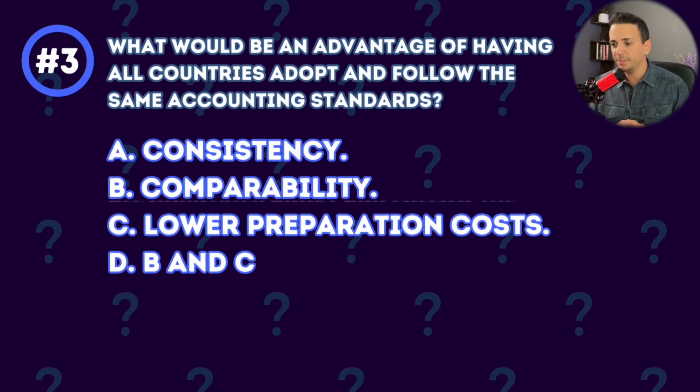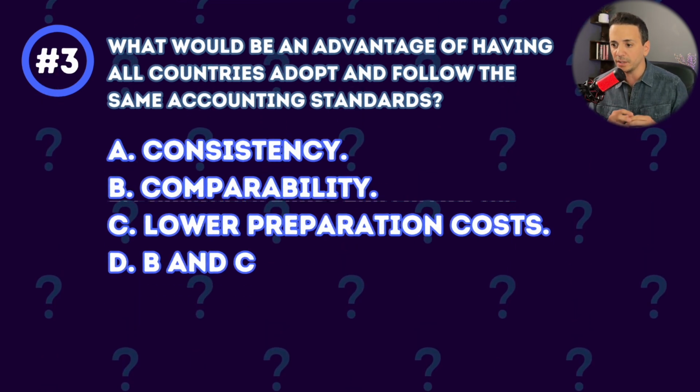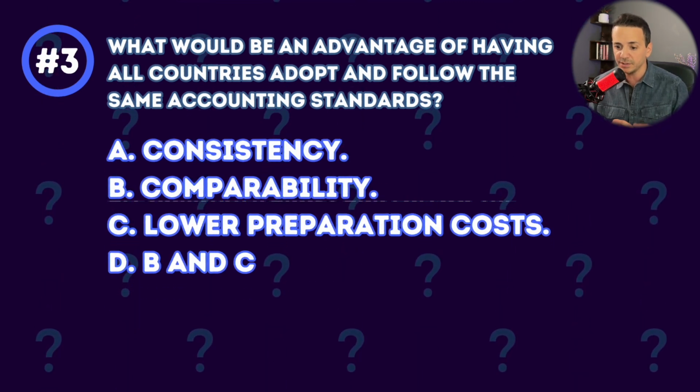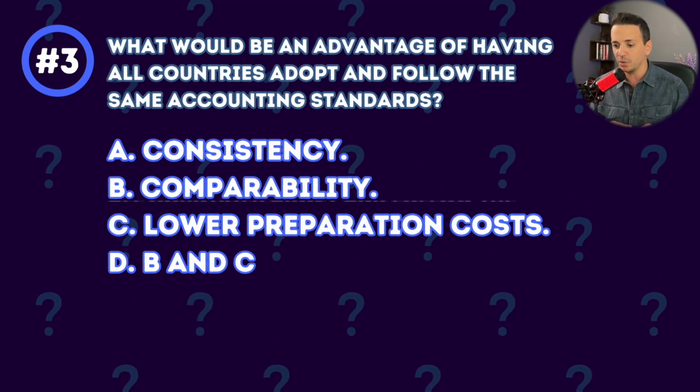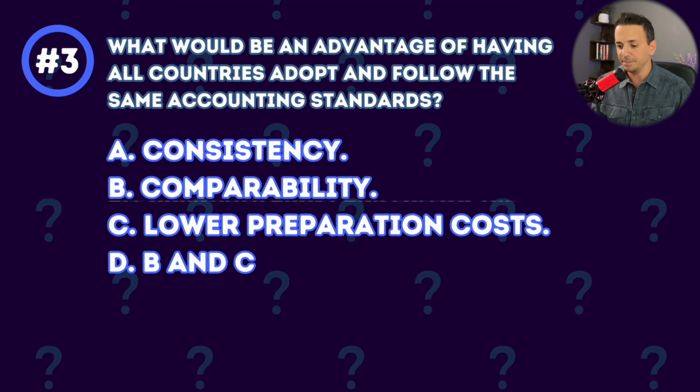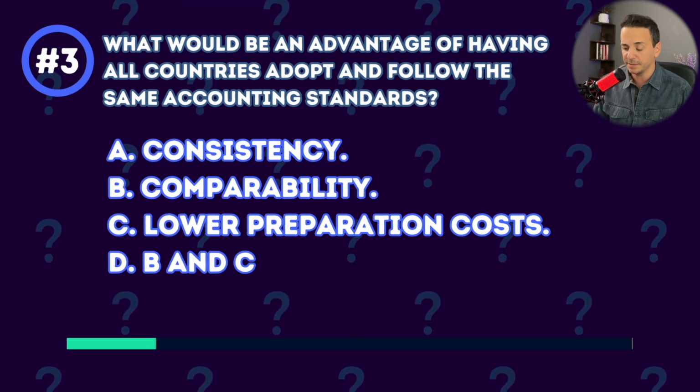Question number 3. What would be an advantage of having all countries adopt and follow the same accounting standards? A. Consistency. B. Comparability. C. Lower preparation costs. Or D. B and C. All right, 10-second counter here.